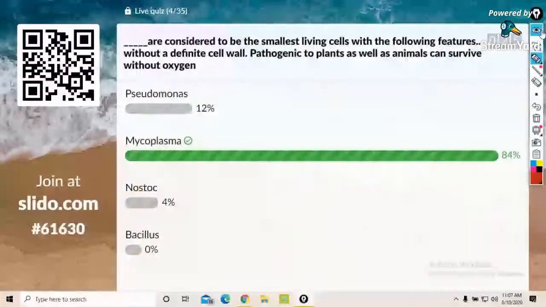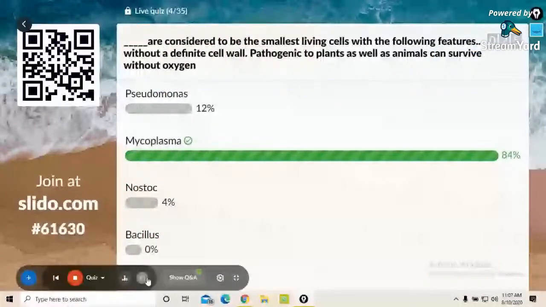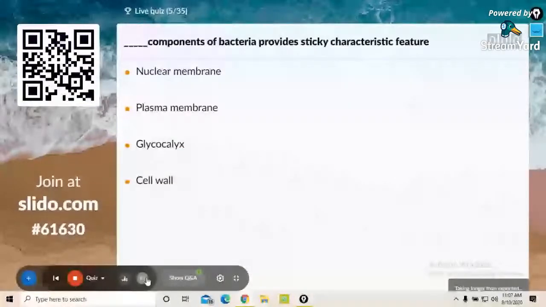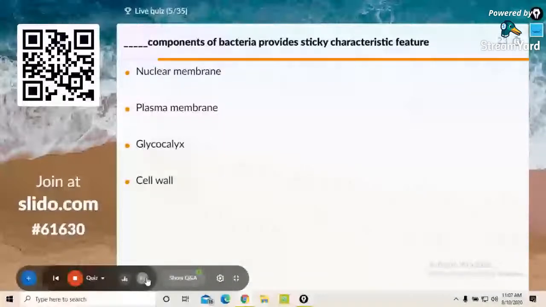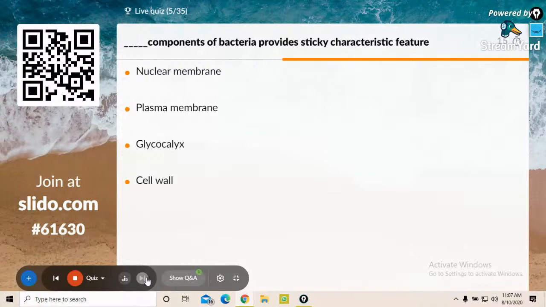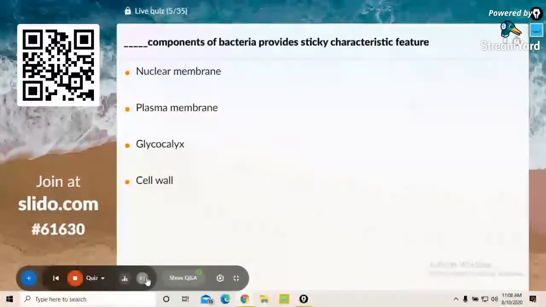Fifth question on the screen. Components of bacteria that provide a sticky characteristic feature. Option A, nuclear membrane. Option B, plasma membrane. Option C, glycocalyx. Option D, cell wall.